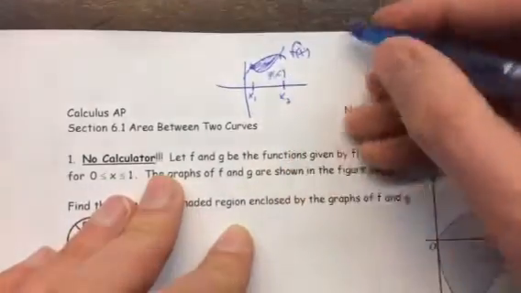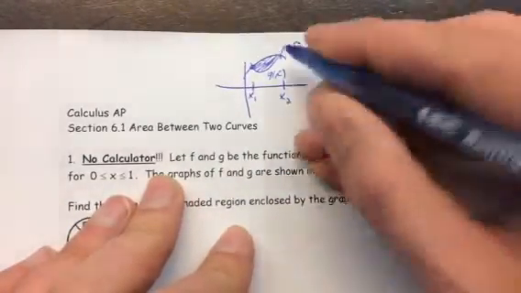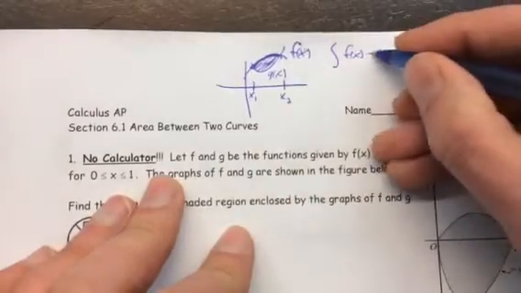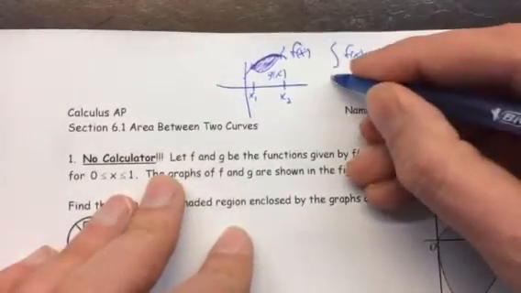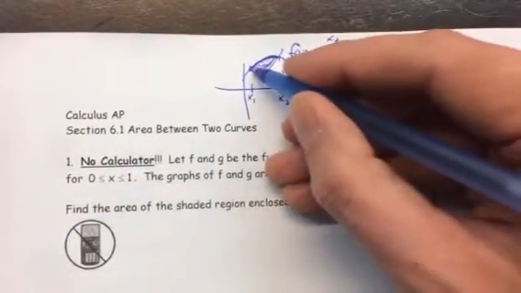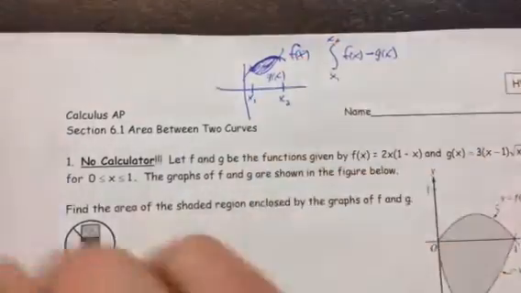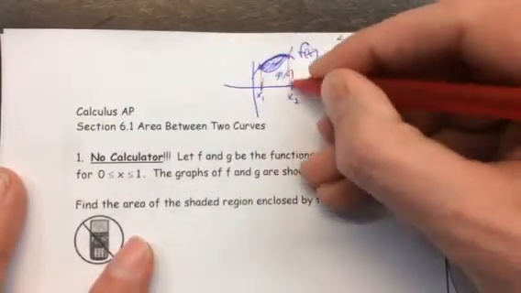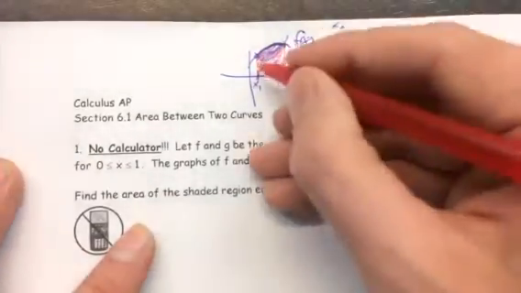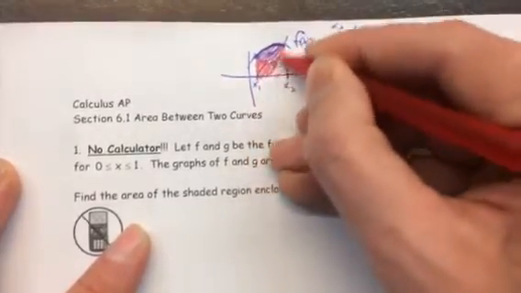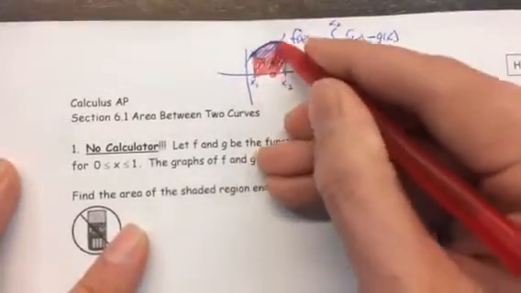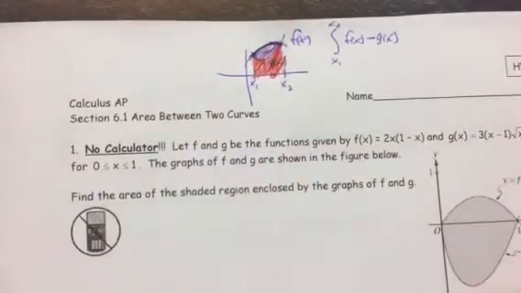And what we do is we just take the integral of the top one, whatever the top one is, so in this case that's f of x, minus the bottom one, g of x, from x1 to x2. And the reason this works is because the area of f of x is this whole red area here. And if we subtract the area of g of x, which is this really dark red here, what we end up with is the area that was in between f of x and g of x. So that's the idea here.